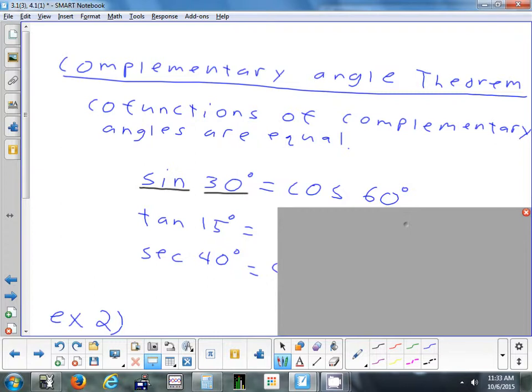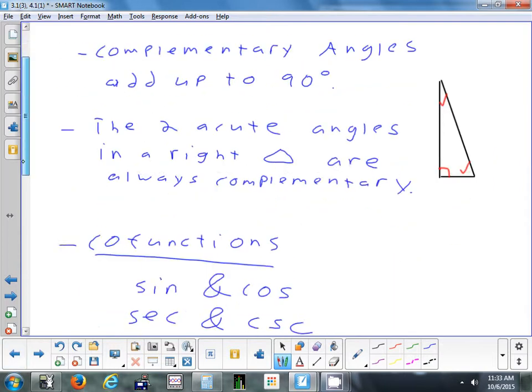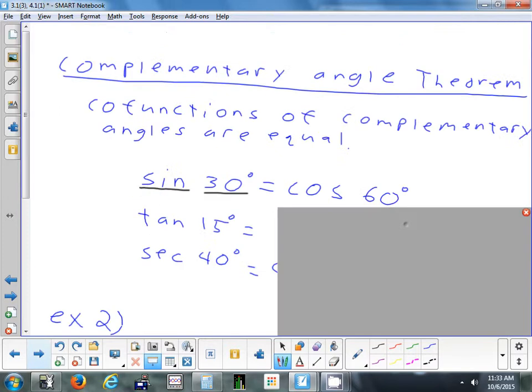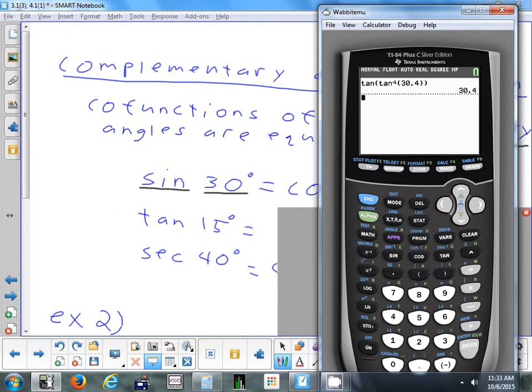How'd you get that? So look at your first trig function, it's sine. Go back to your list and find out what's the cofunction of sine. Cosine. Okay. Next thing is I'm looking at this number, trying to find what number I would add to that to get 90. Oh, 60. Okay. Let's just check it.